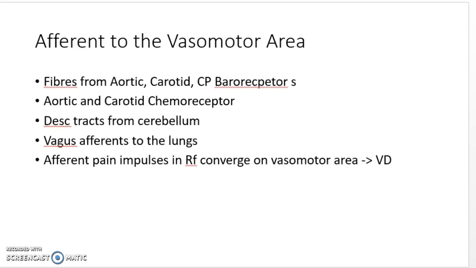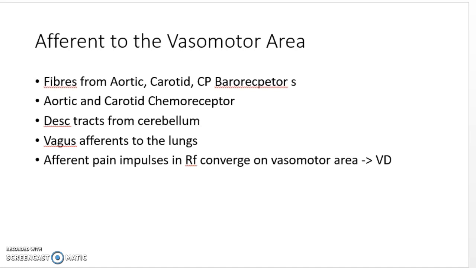And what is the next one? Afferents from the vasomotor area. It receives afferents from the aortic and carotid bodies and the cardiopulmonary vessels. It also receives from the aortic and carotid chemoreceptors and the descending tracts from the cerebral cortex. Afferents from the lungs and pain impulses in the reticular formation converge on the vasomotor area and cause vasodilation. So these were the main things about the central control of circulation.